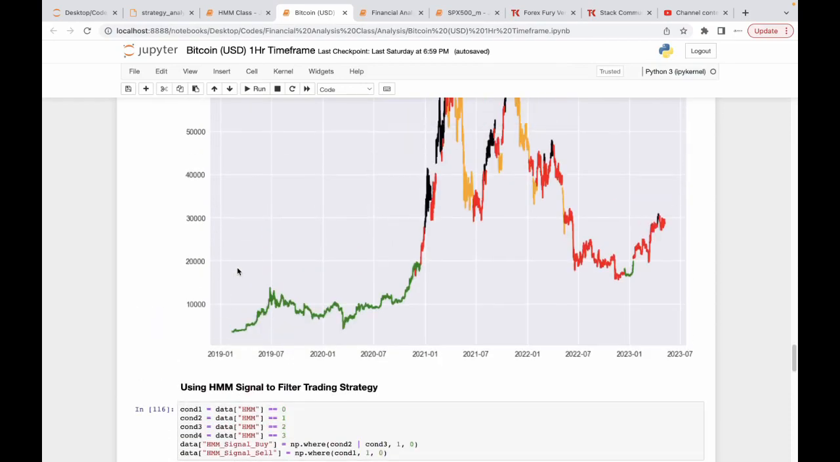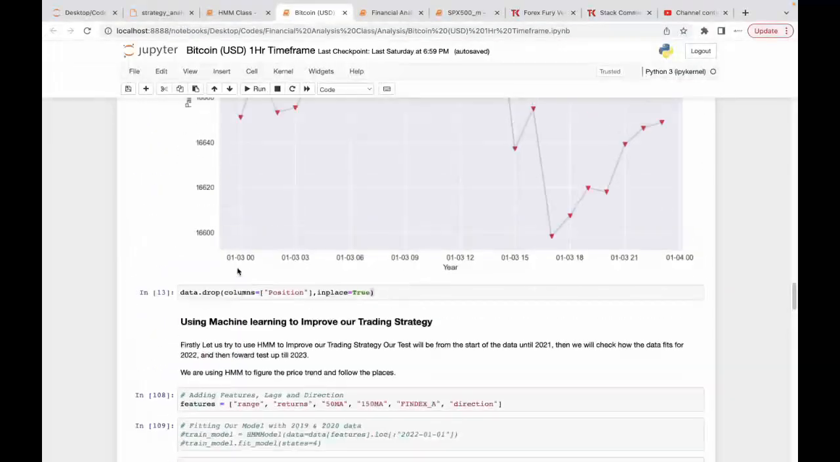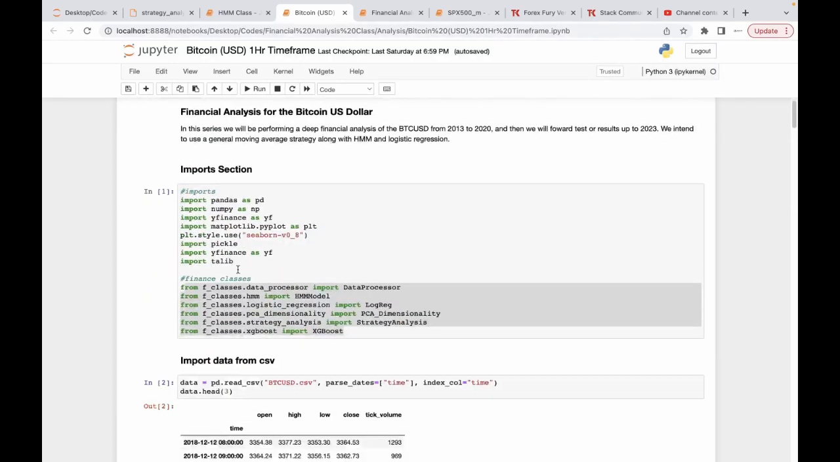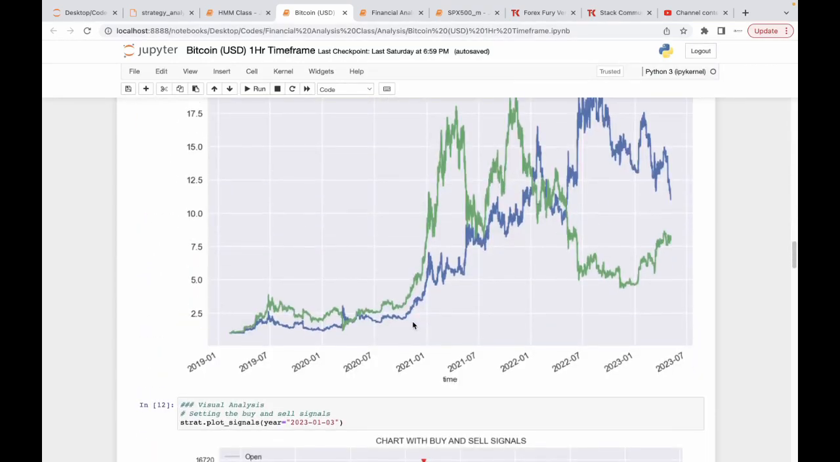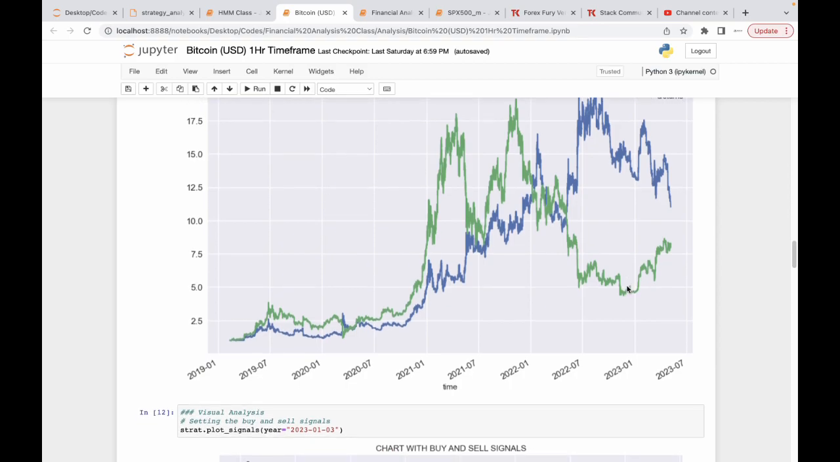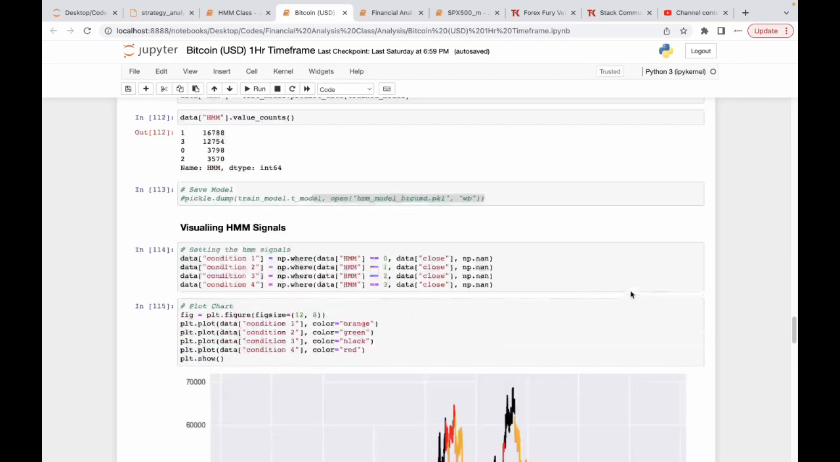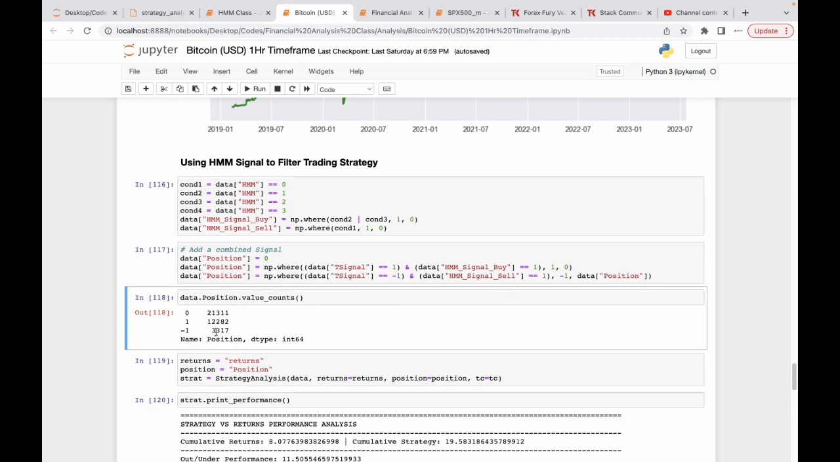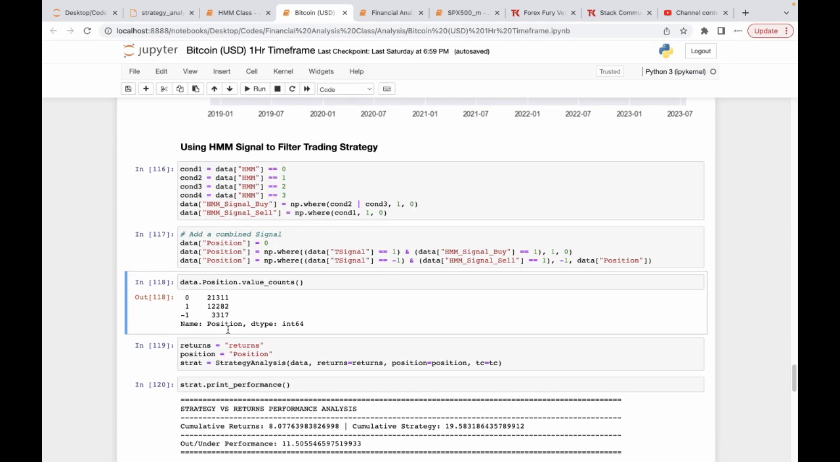Because if you look at the default BTC price here, the average of the close price, I'm just going to use the default buy and hold returns to look at. You can see the plot of the BTC price. BTC is obviously going up. This means that we would naturally hold more buy positions than sell positions, and as you can see here, we have 12,282 buy positions and 3,317 sell positions. So we should naturally hold more buy positions than sell positions.